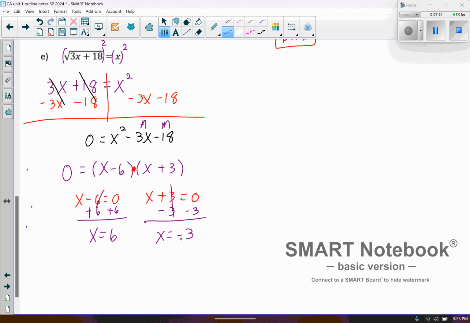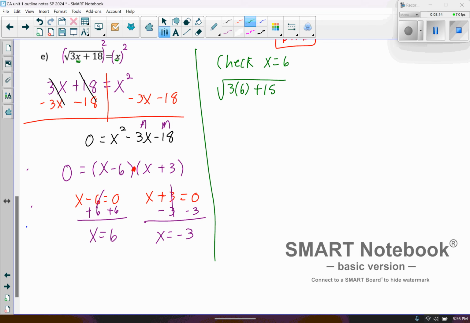Now, like I said, most of the time what's going to happen is one will work and one will not work. So we have to come over here and check them. Okay, so we'll start with x equals 6. So I have to plug that in everywhere I see x to see if it's true. And it has to be plugged into the original before any manipulations have been made. Okay, so we're checking this to see if this is true.